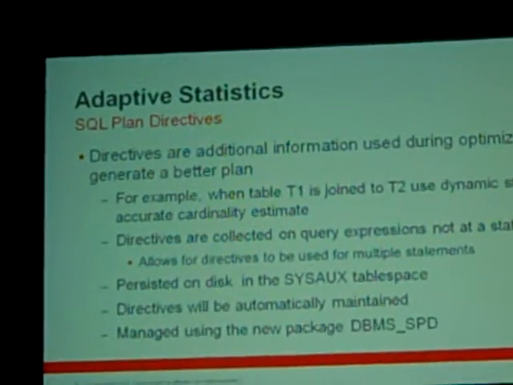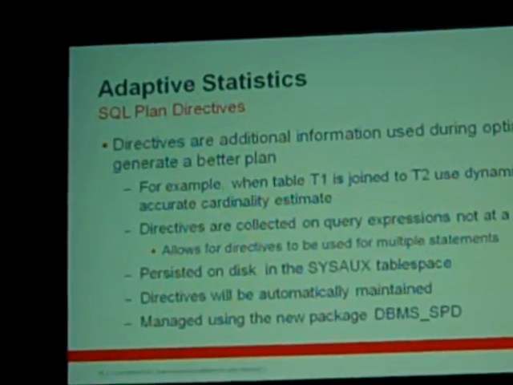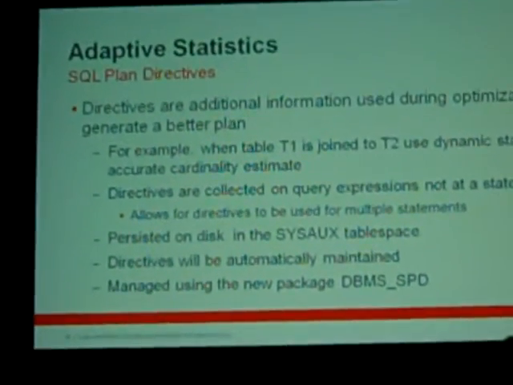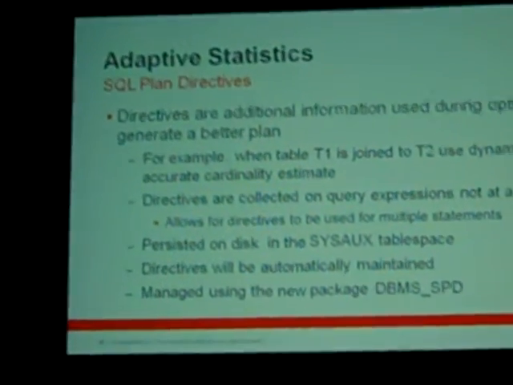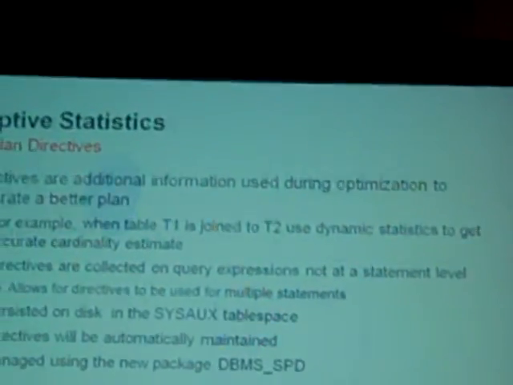Sure, we have a question. Is there a way to correct those statistics preemptively to save effort at runtime? So the question is, is there any way to preemptively create these SQL plan directives yourself to reduce the runtime overhead of having to find them? The answer in 12.1 is no, it is all automatically done for you. So let's look at an example.